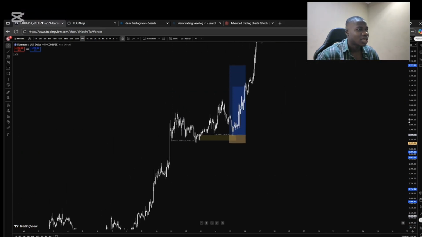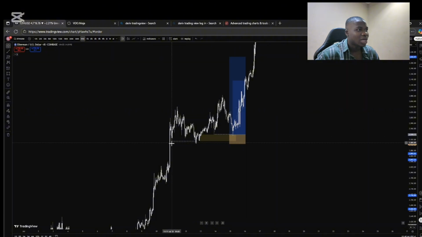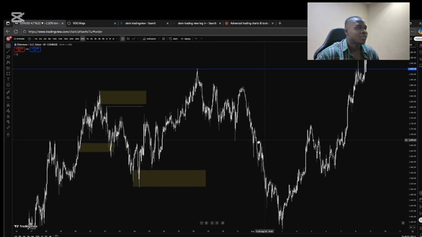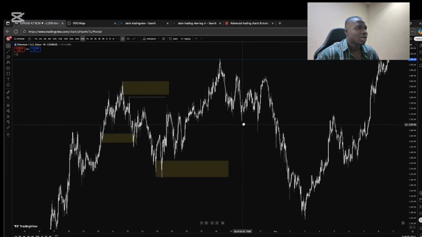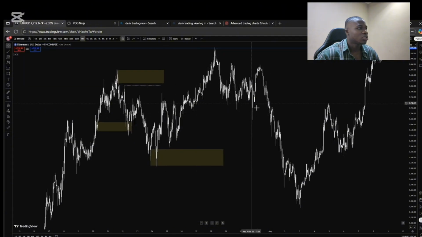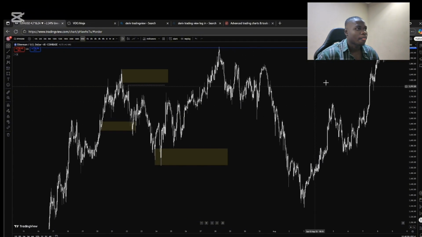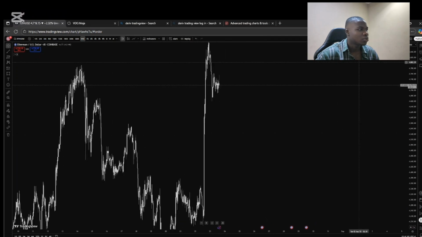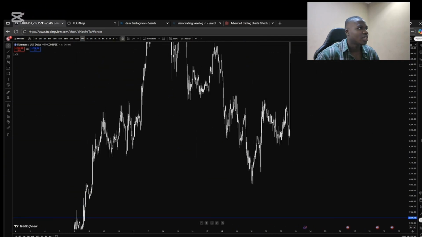You can see it right here. Price came back, took out a valid internal break structure, then came back to structural liquidity, and there was a heavy buy. You can see there's a heavy buy. So right here, I'll be looking to do the same thing right here.